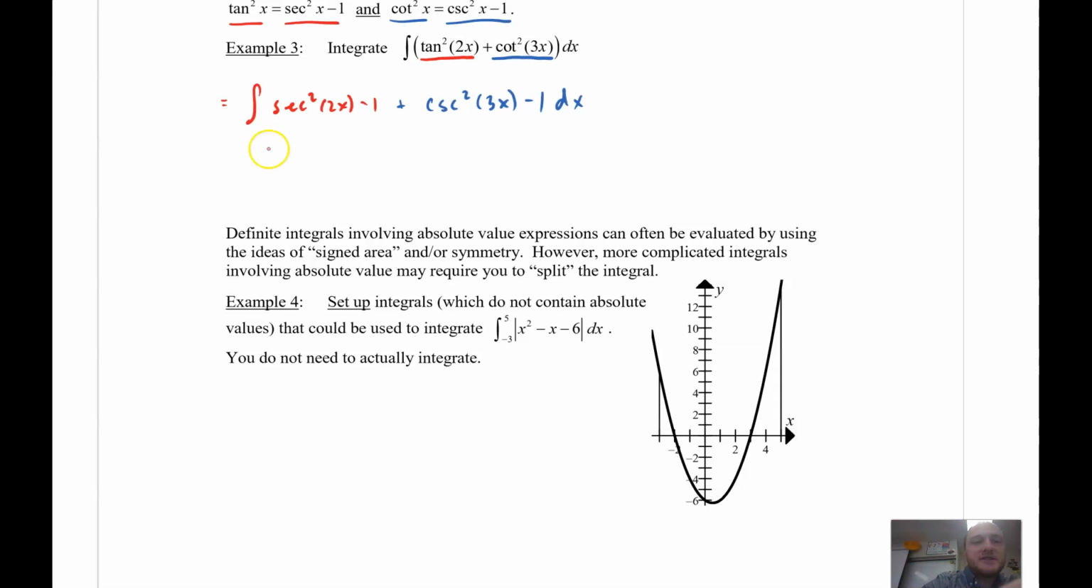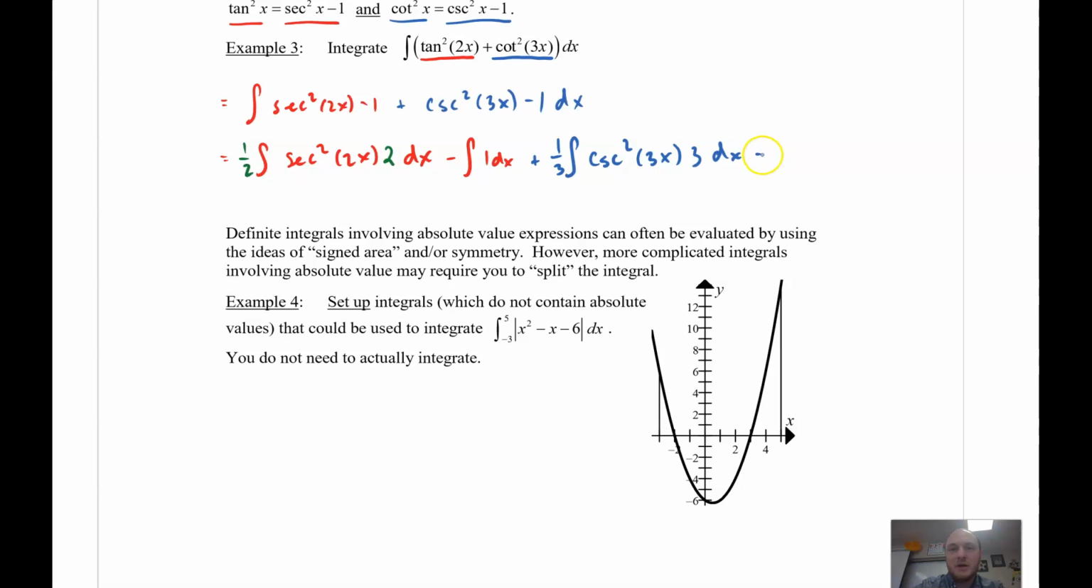Okay, so I can integrate this. In order to integrate the secant squared of 2x dx, I do need a hook factor of 2. So I'm going to drop in my 2 here and balance it with a 1/2. Minus the integral of 1 dx, plus the integral of cosecant squared of 3x dx. And in order to integrate this, I need a hook of 3, so I have to balance it with a 1/3. Minus the integral of 1 dx.